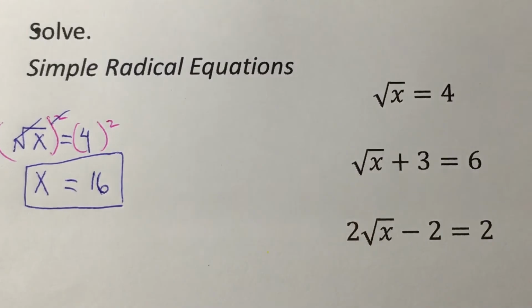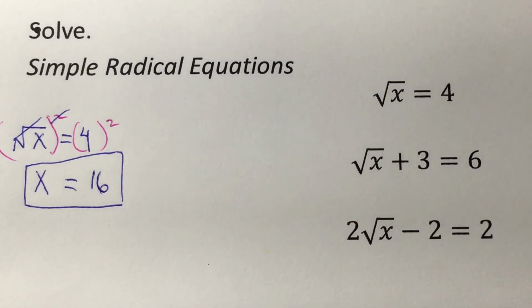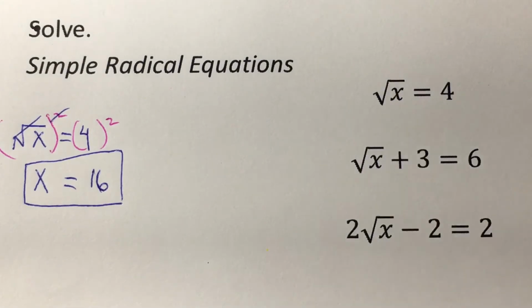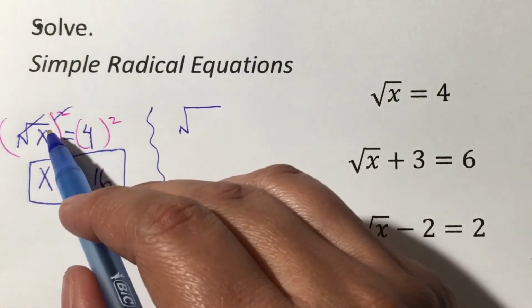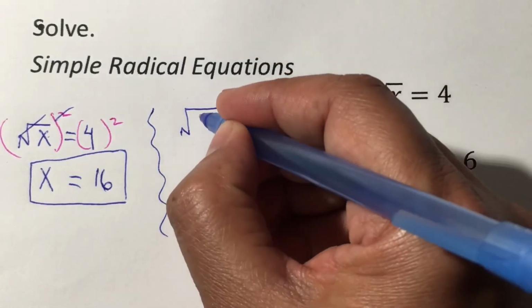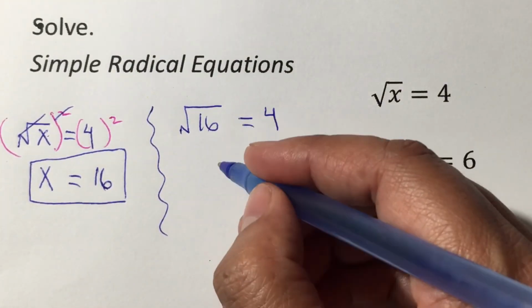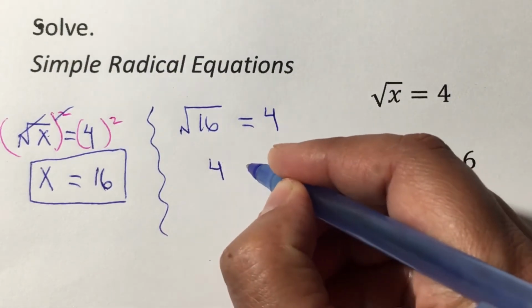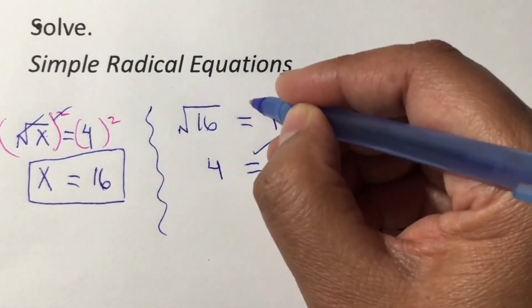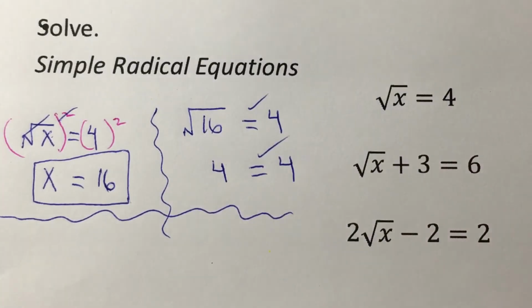So 16 will be the answer. Now to check, all you have to do is substitute in here. So the square root of x, instead of x, is 16. Is it equal to 4? Well, the square root of 16 is 4. So it is correct. Let's put numbers in here.